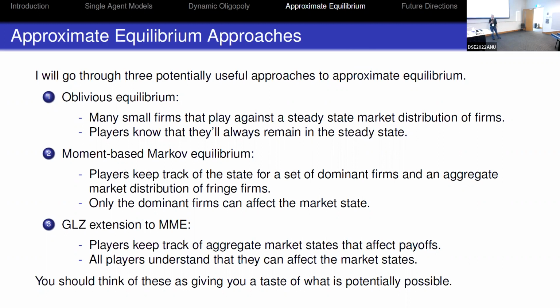But players are going to keep track of aggregate market states that affect payoffs. So in our paper in particular, what affects payoffs is electricity prices, really. And so we need some things that we think affect electricity prices. And in particular, let's just say, for the sake of argument, that our market only has coal and combined cycle natural gas, and that all coal and all natural gas are the same.